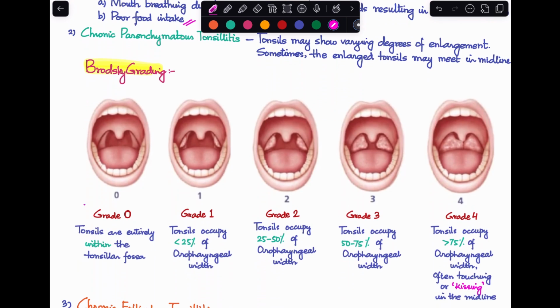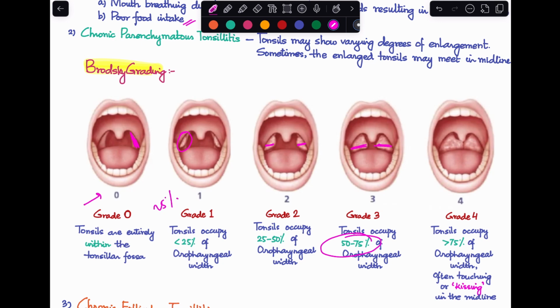This is grade 0, where basically the tonsils are entirely within the tonsillar fossa, right? You're not able to see it. Then grade 1 is when there is less than 25% of oropharyngeal width involvement. Grade 2 is when the tonsils are occupying about 50% of the oropharyngeal width. And grade 3 is when the tonsils are taking up about 50 to 75% of the oropharyngeal width.